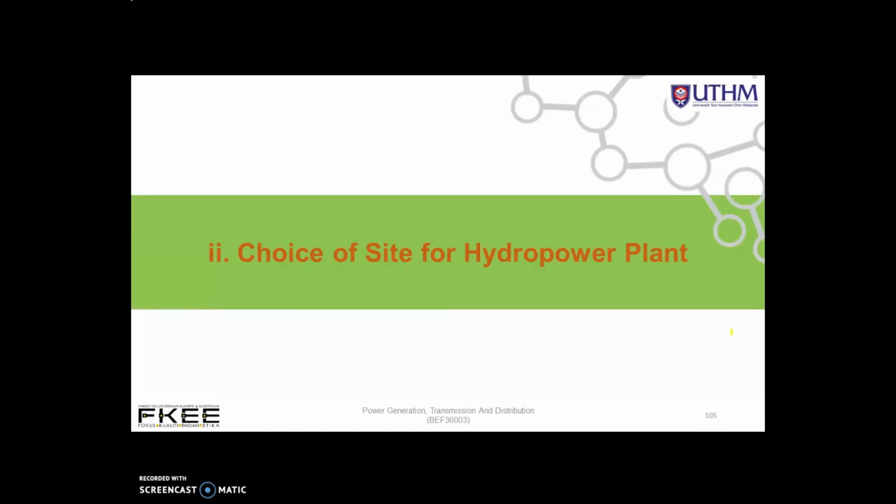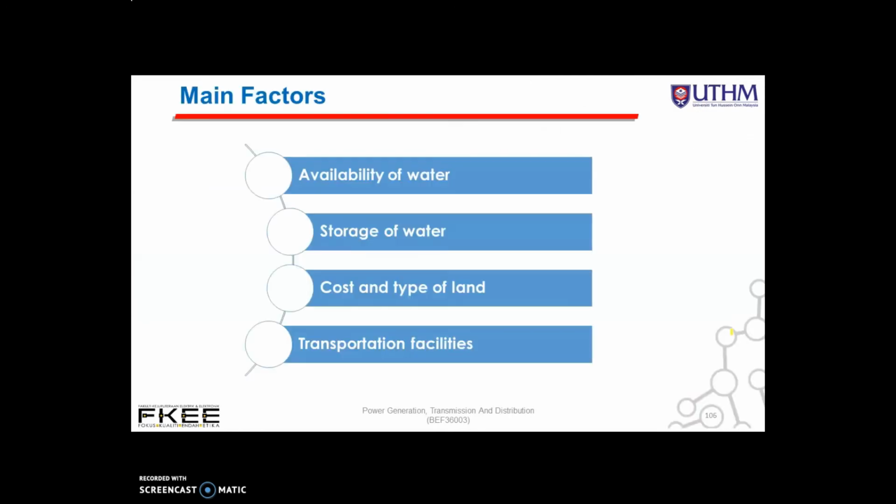Second is the choice of site for the hydropower plant. These are the main factors in order to choose the site for the hydropower plant. The first one is the availability of the water. The second one is the storage of the water. The third one is the cost and type of land. And the fourth one is the transportation facilities.